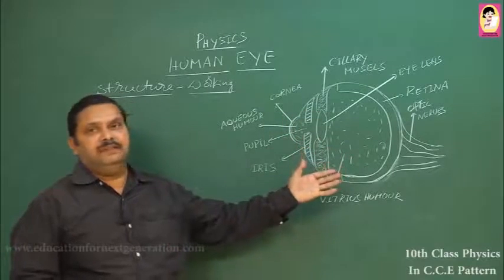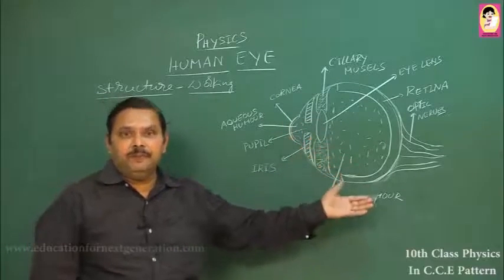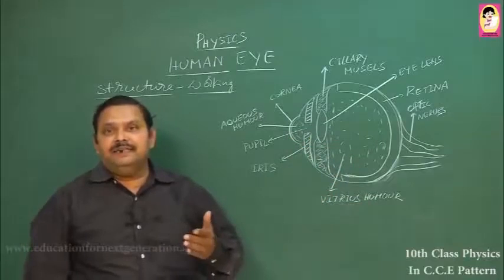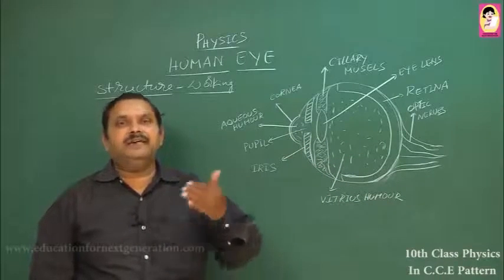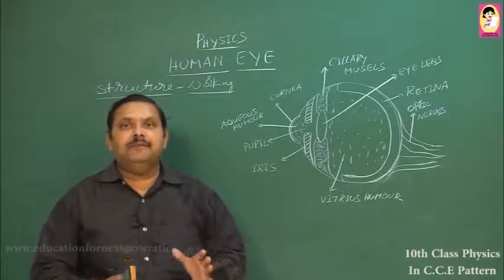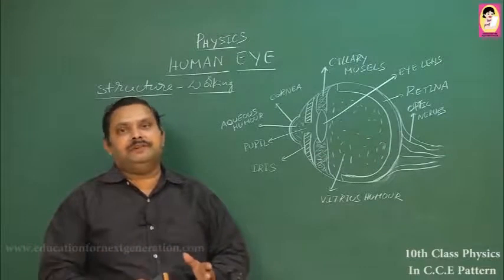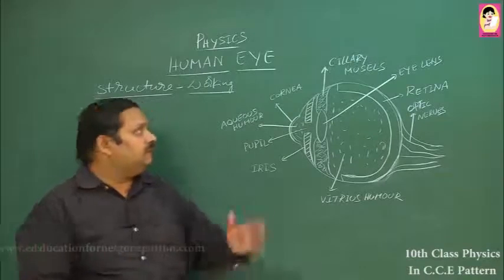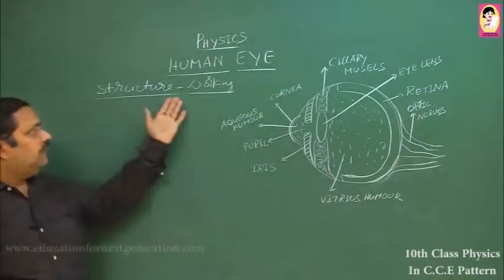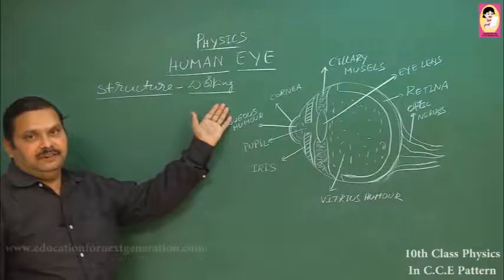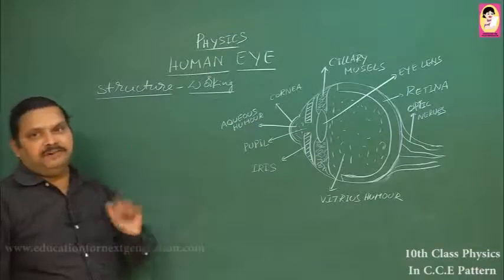Particularly in this session, in physics, we are going to discuss the structure of the human eye, the functioning of different parts of the human eye, and the three types of refractive defects of vision and how they can be rectified. These are the main topics of this lesson. Let us come to the human eye, its structure and its working. Let us come to the structure part first.